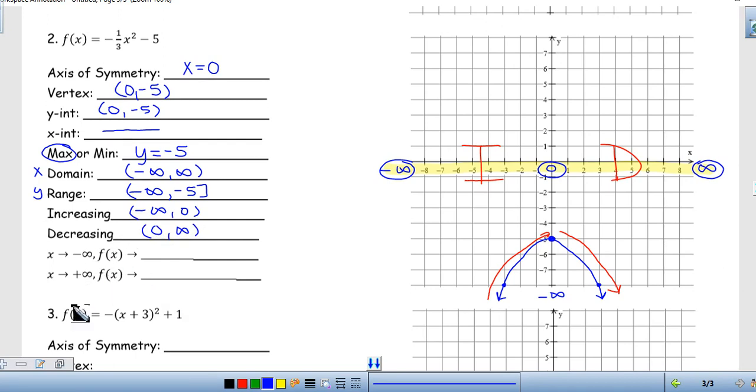Now the last part, my end behavior. Remember, on parabolas, this is always the same. Where are the ends of this graph going? Both ends are pointing downward. Both ends are headed to -infinity.